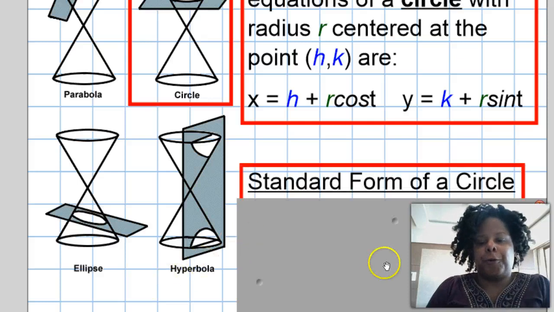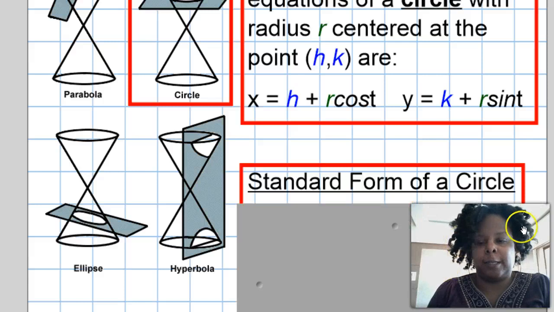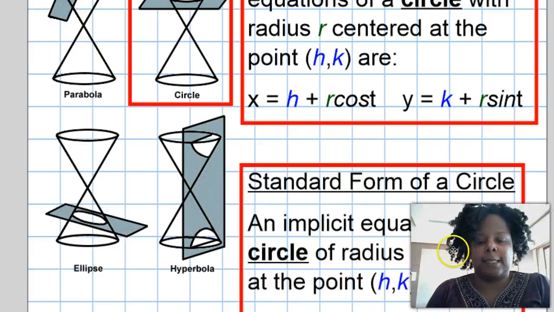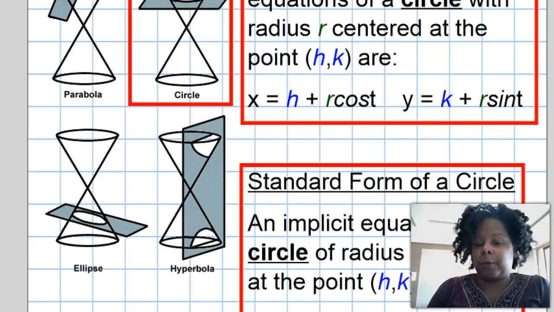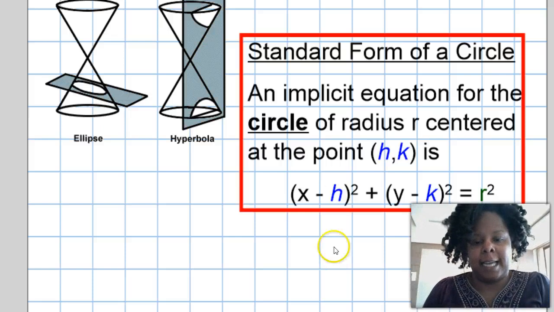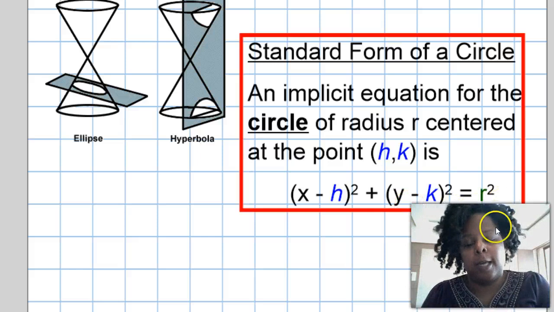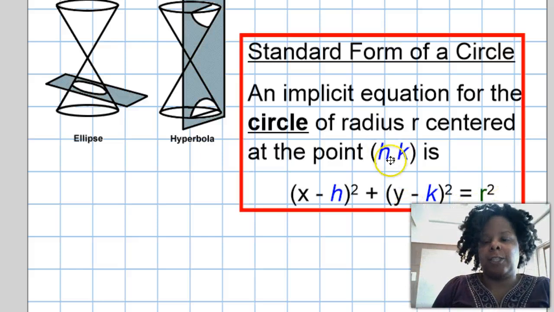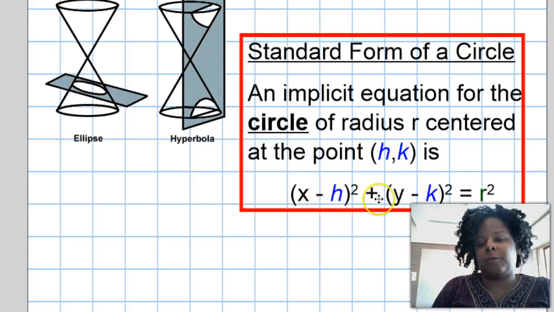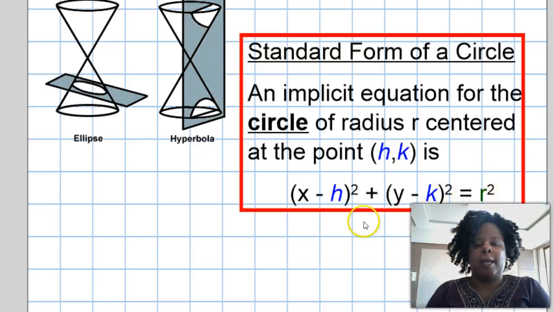I can also represent that in another way. The implicit form is what we're going to call the standard form of the circle. This is the chosen standard form, and it looks like this. An implicit form for the same circle with radius r and centered at (h, k), where h and k are the coordinates of the center, is (x minus h) squared plus (y minus k) squared is equal to r squared. For our example, h and k were 0, so substituting that in, we get (x minus 0) squared plus (y minus 0) squared, and our r was 1. And that's how it relates.